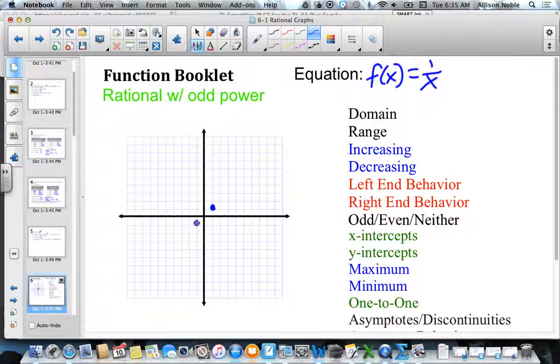So I already talked about the domain. The way we can write it is all real numbers except x cannot be equal to 0.